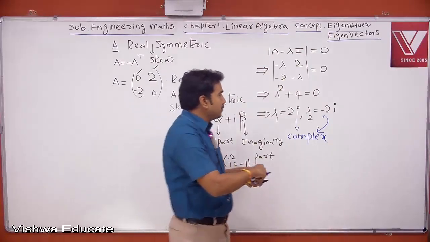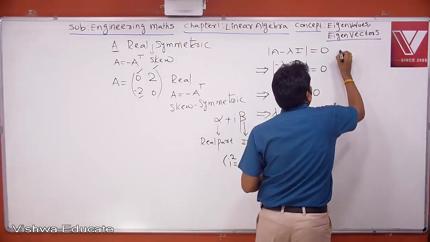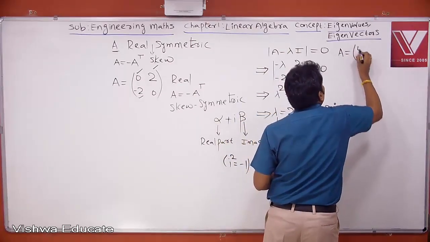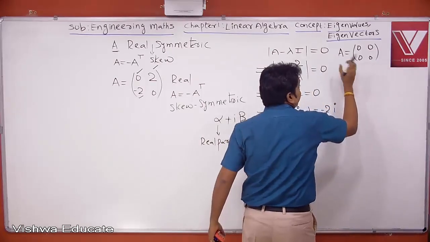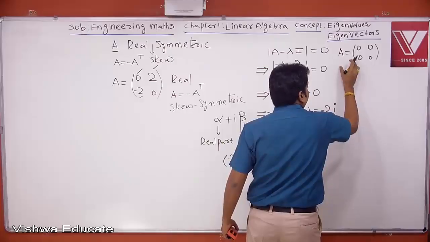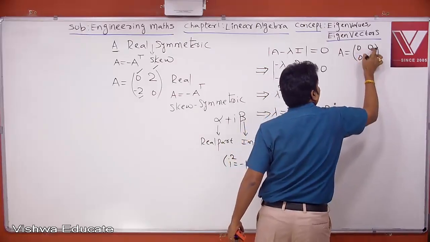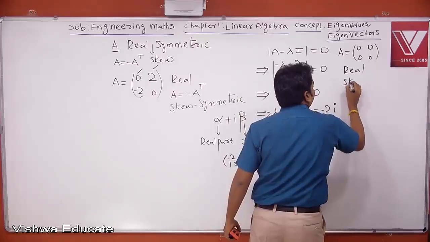Suppose when I take this example, A equal to the null matrix, with 0, 0, 0. I can treat this as a symmetric matrix, but I am expecting a skew symmetric matrix. So even this is a skew symmetric matrix also. Elements are 0, so it is a real skew symmetric matrix.